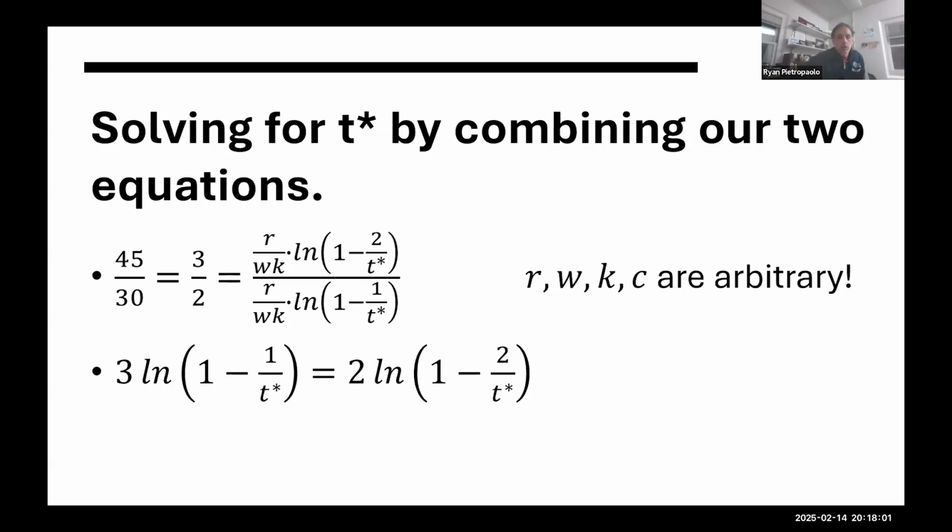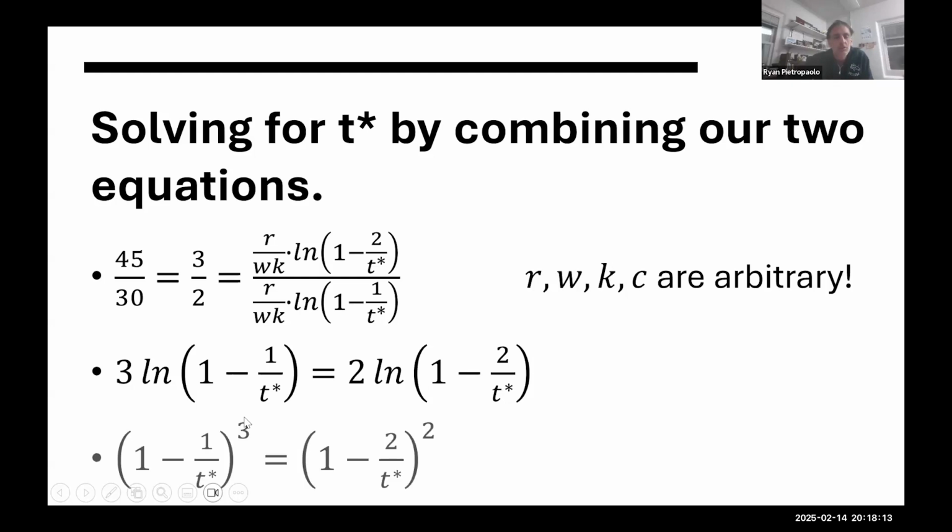And we're going to use some properties of logs again, almost to the end here. I'm going to raise this 3 up to the top, the 2 up to the top, and then exponentiate. That's what we call it here, canceling off those natural logs. And you get this really nice equation. You get 1 minus 1 over T star cubed equals 1 minus T over T star squared.